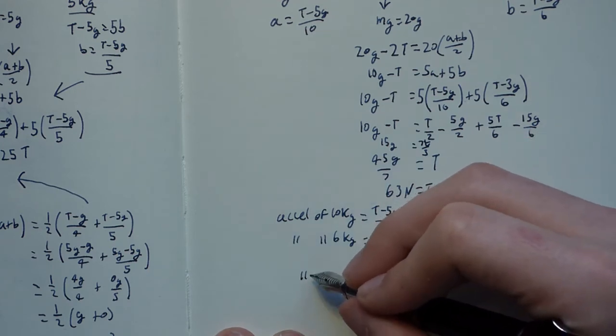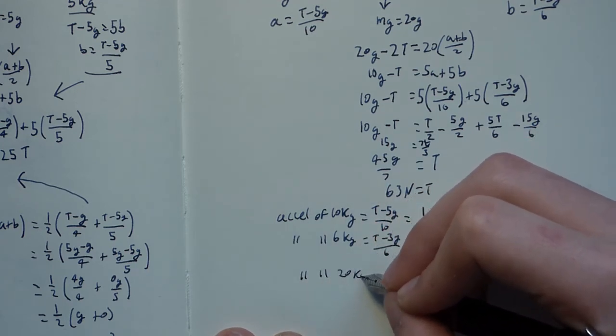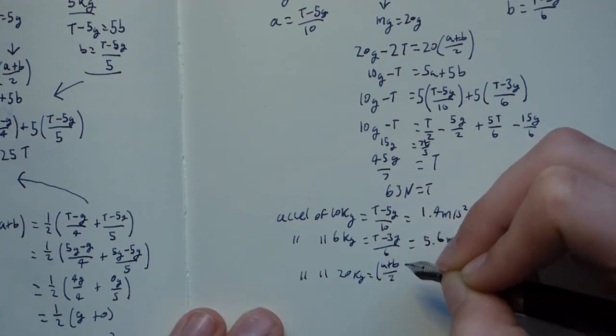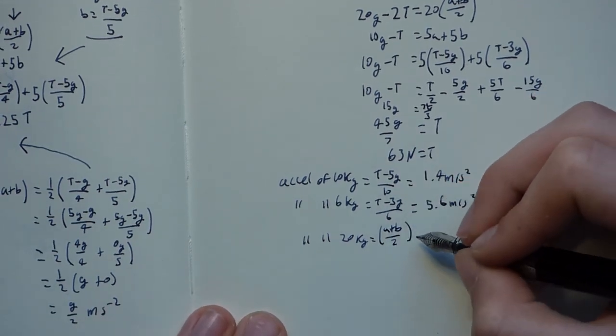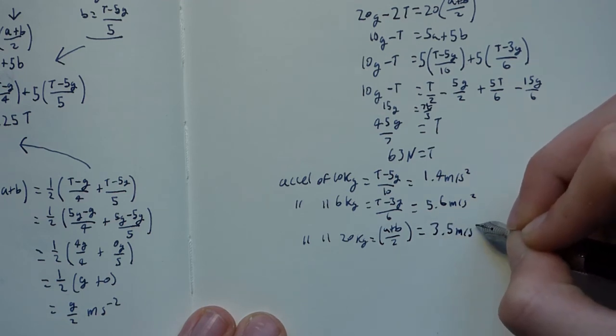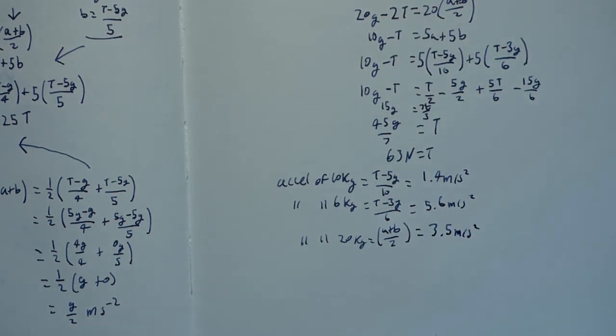And then you find the average of those to get the 20 kilogram mass's acceleration. So 5.6 plus 1.4 is 7. Divide that by 2, you get 3.5 meters per second squared. And then you have the acceleration for each of them.